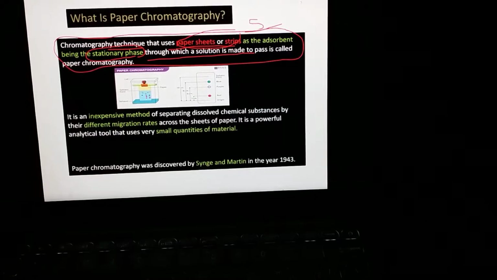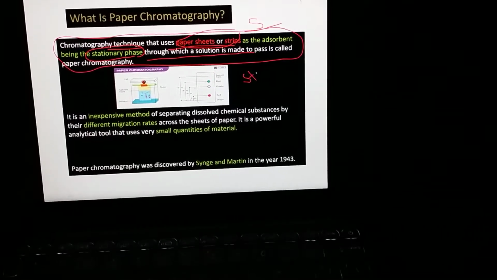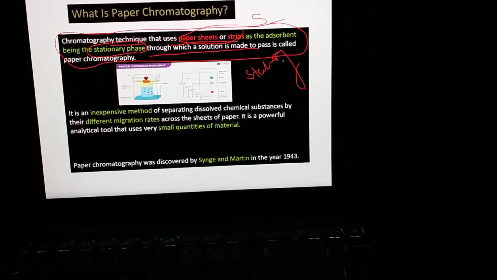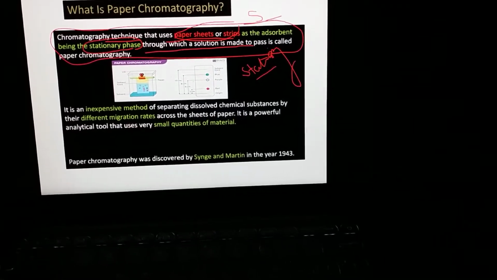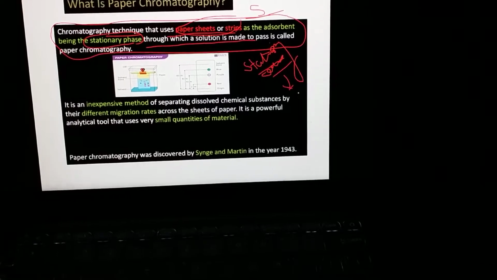First one is the stationary phase. What is your stationary phase? You should know the qualities of the stationary phase. Here the paper is made up of cellulose. Cellulose is a polymeric substance and it is a carbohydrate. You should know that.